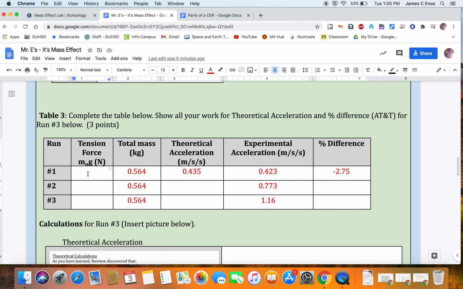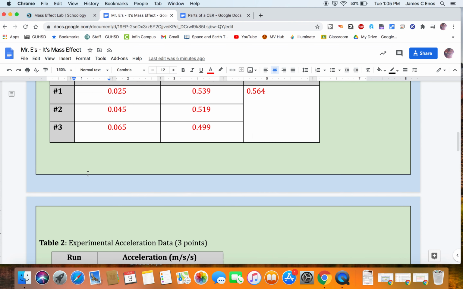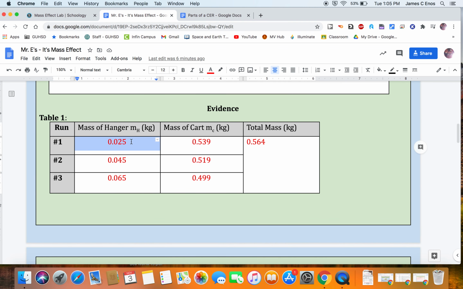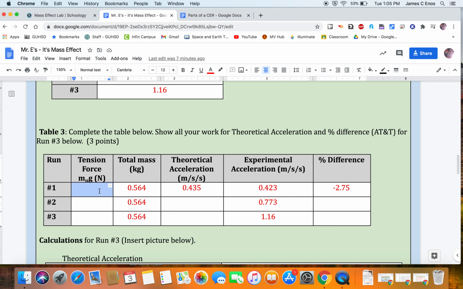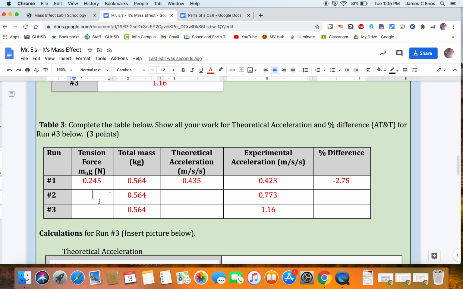In order to get this tension force, you have to get this m_h times g. What I mean by that is you're going to take this m_h here, that's 0.025, and multiply by g, which is 9.81. What I'm getting here is about 0.245 newtons. We're going to leave this in terms of newtons. You're going to have to do the calculation for the tension force for run number 2 and run number 3.